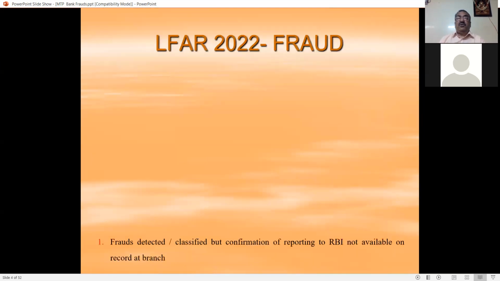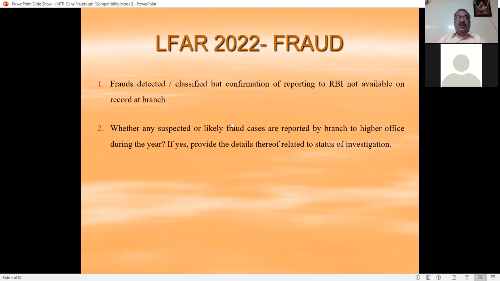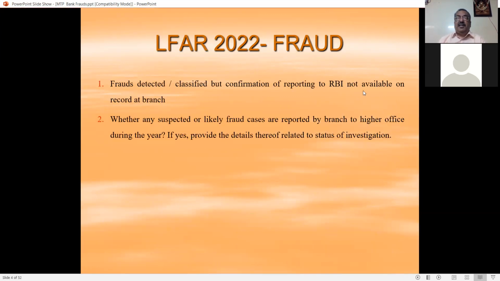And in LFAR 2022 fraud, they say that fraud detected as well, but confirmation of reporting to RBI is not available at the branch department. So this point you have to ask from the branch. Next thing is whether any suspected or likely fraud are reported by branch to higher authorities during the year, and if so, what are the details? So that means you have to ask these details from the branch. Have you reported this? And if the manager says no, you have to get a letter.